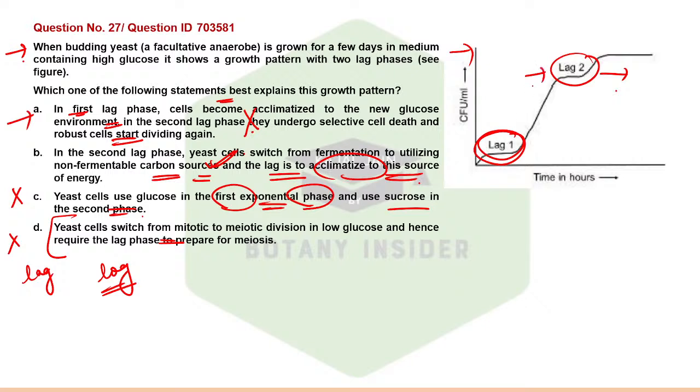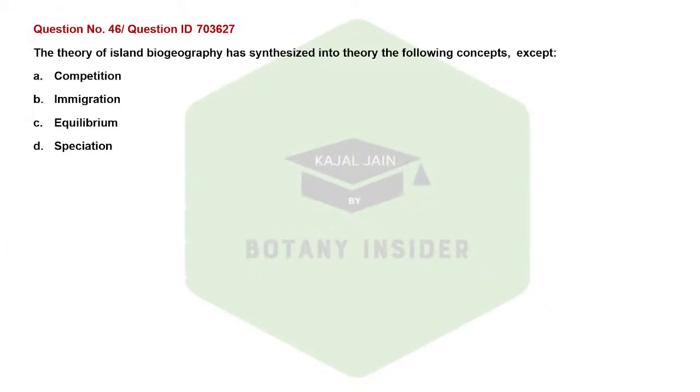That in the second phase, it is switching its source of food, utilizing the non-fermentable carbon source, and the lag is to acclimatize to this source of energy. Right? That's why B is the correct answer for this question. I hope it's clear. Let's do one more question. Give it a try.